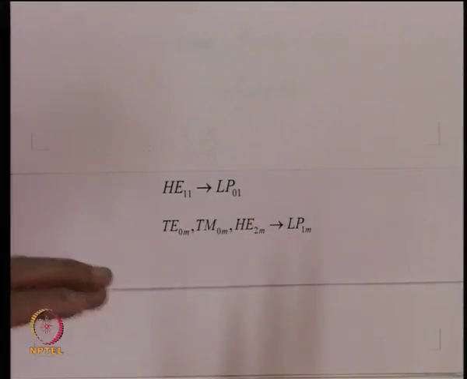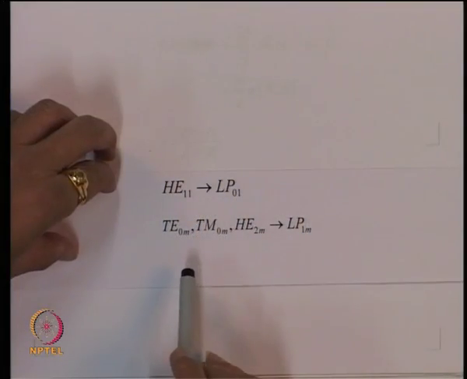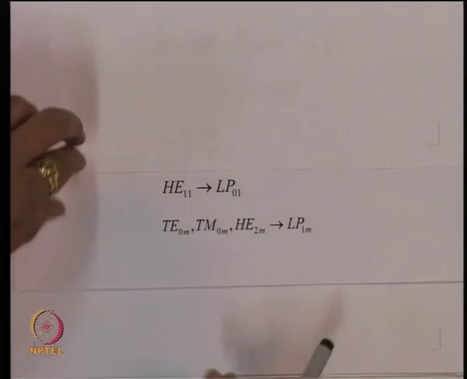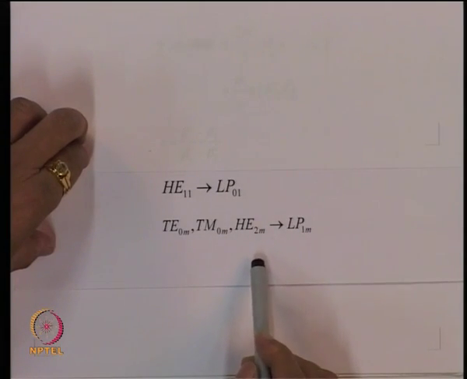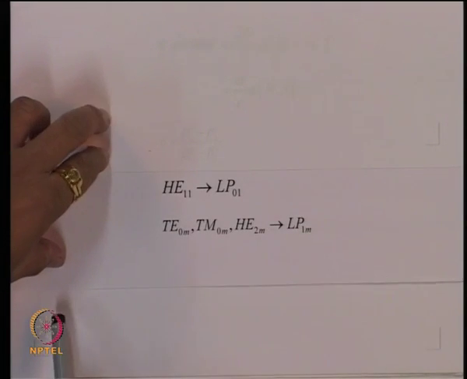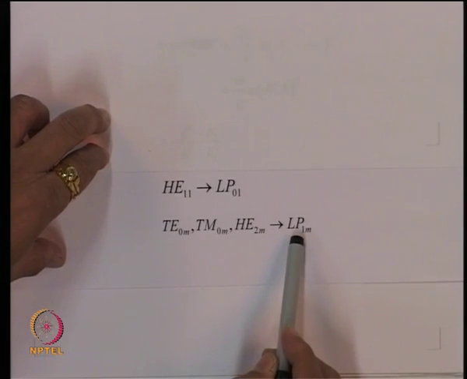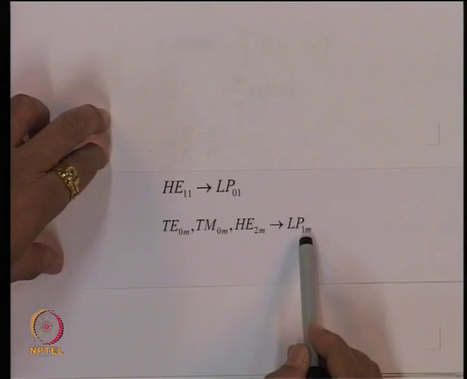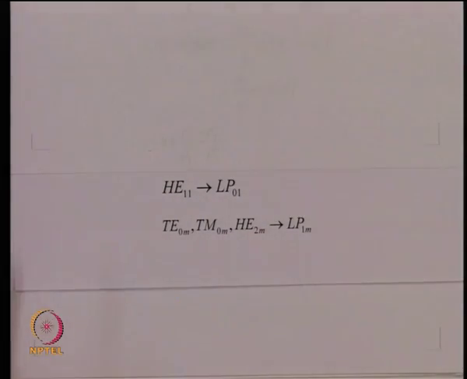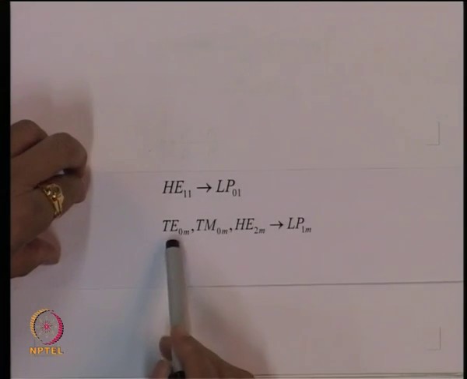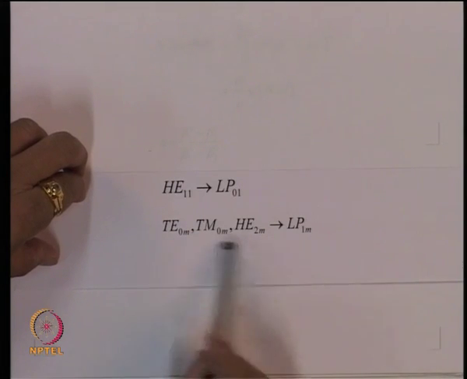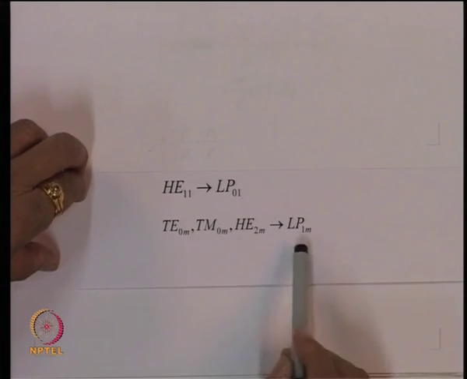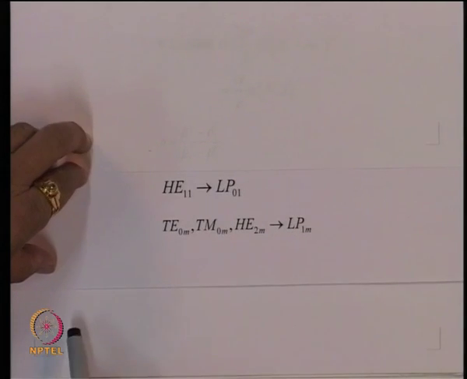Then the modes which are lying in a cluster, like TE0m, TM0m and HE2m modes, will become degenerate and give the linearly polarized mode, which is the LP1m mode. Here you will see one cycle variation in the azimuth direction, and m minus 1 will be the number of zero crossings in the radial direction. So, if I consider the first set of these modes, m equal to 1, that will give me a mode which is the LP11 mode.